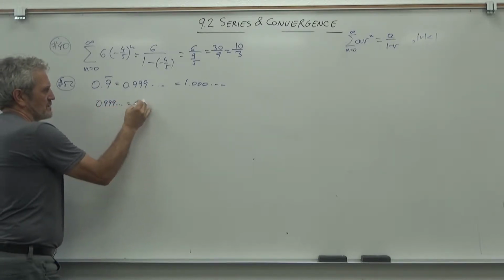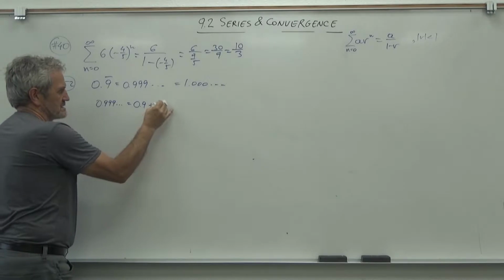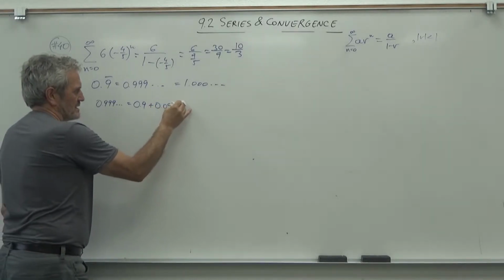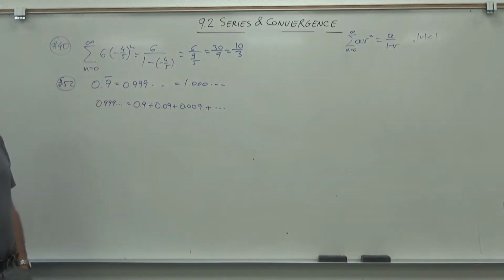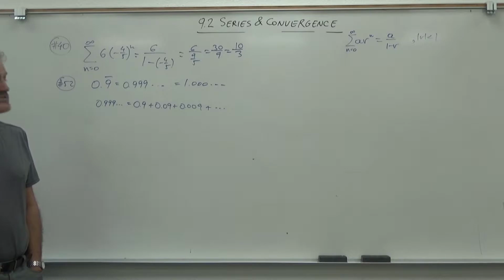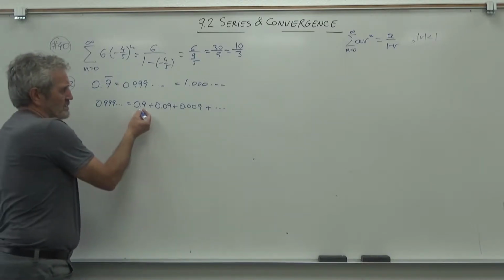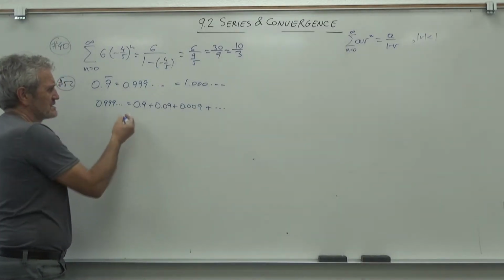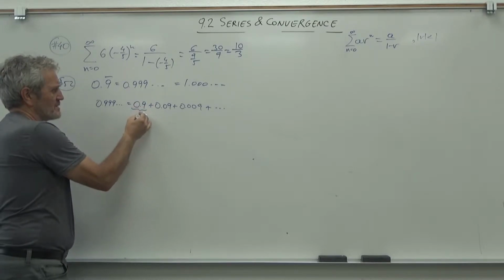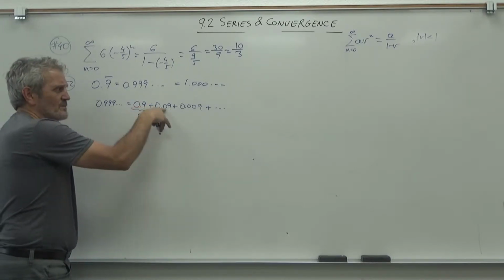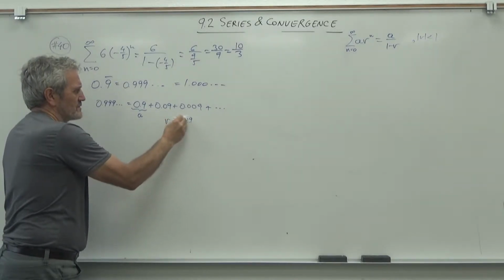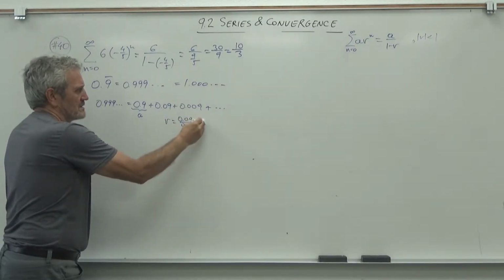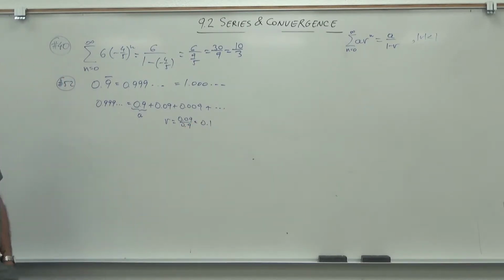It's actually 0.9 plus 0.09 plus 0.009 and so on. So this is basically an infinite series, a sum of infinitely many individual members. And this is obviously a geometric series, where this is your first member A, and then each member is 10 times smaller, so R equals 0.09 over 0.9, and R is 0.1.